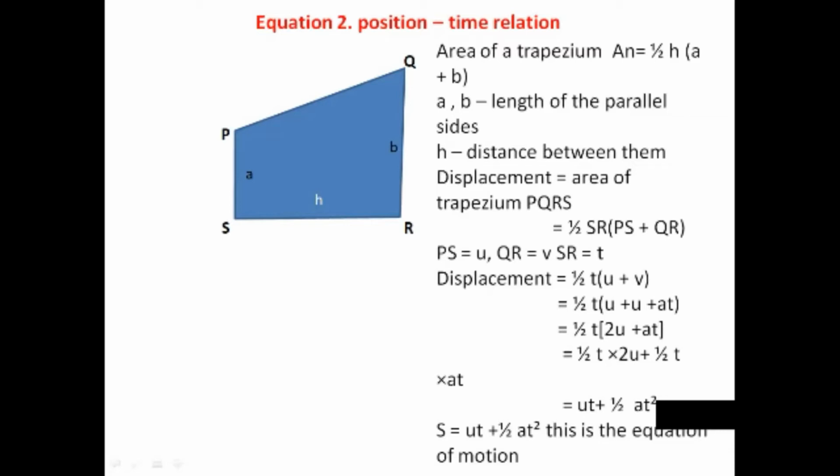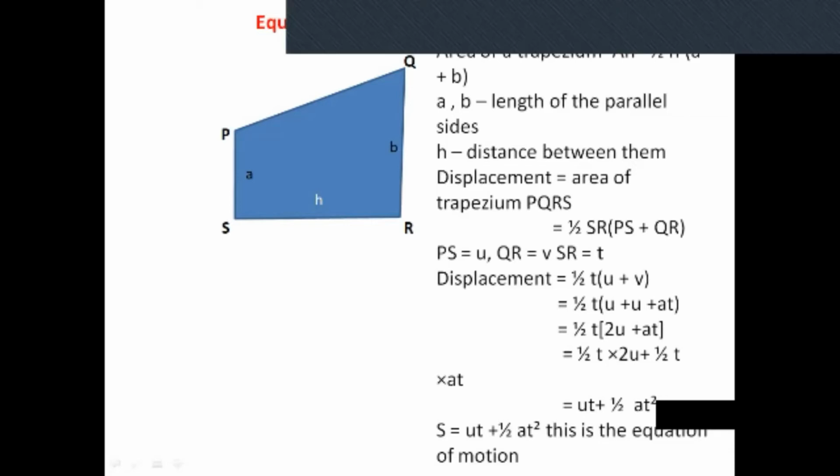First of all, we find out the area of the trapezium. The equation of the area is half H into A plus B. When we find the area of the trapezium, we get the displacement of the body, that is, the area is equal to the displacement from the velocity time graph. So finding the area is equal to finding the displacement of the body. So S is equal to the displacement of the body, S is equal to UT plus half AT square. So this is the second equation of motion.